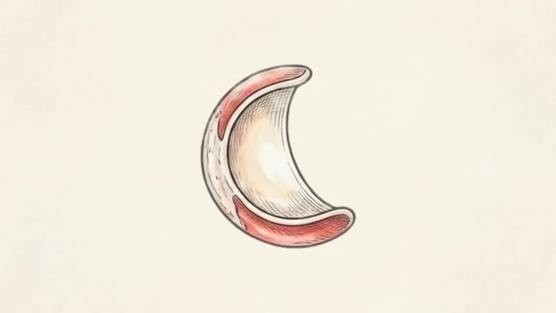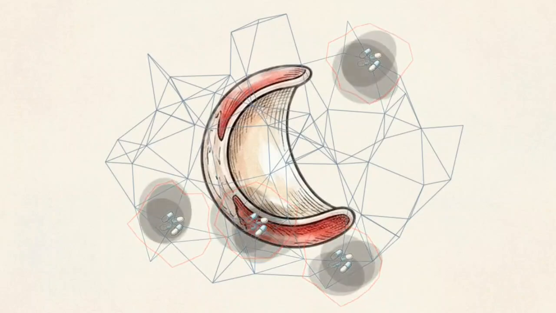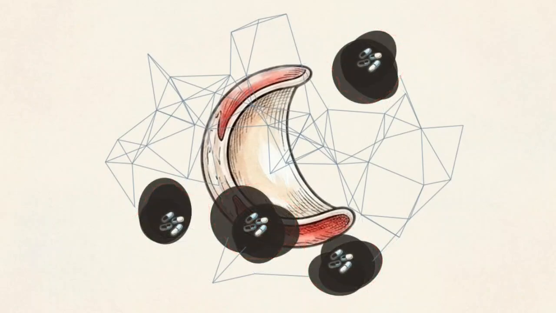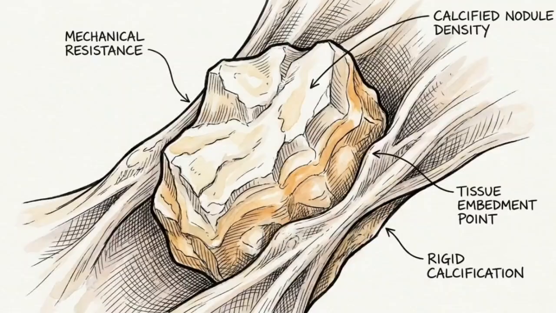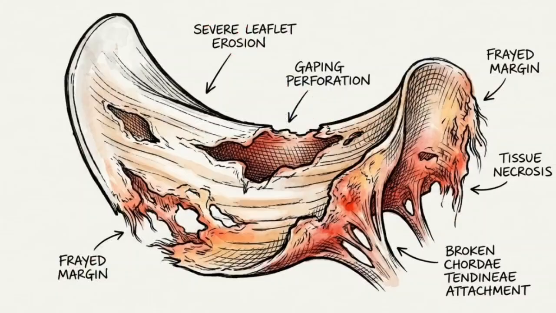The third intrinsic pathology is driven by biological invasion, infective endocarditis. Pathogens circulating in the blood physically adhere to the surface of the valve, triggering a localized destructive inflammatory response that rapidly degrades the tissue. Whether caused by rigid calcification, genetic protein breakdown, or invasive infection, intrinsic pathologies destroy the physical capability of the valve from the inside out.